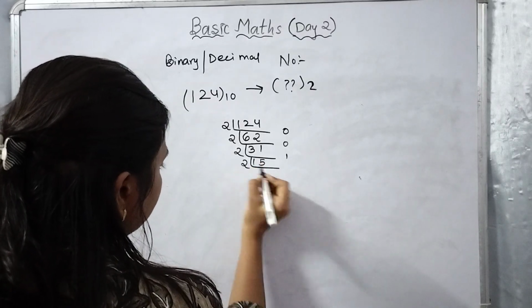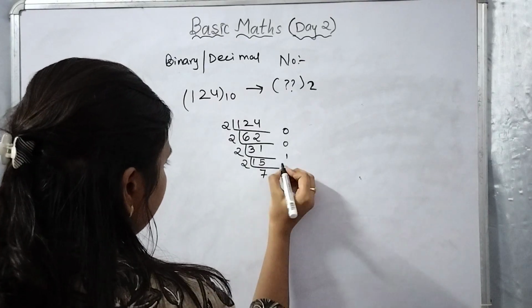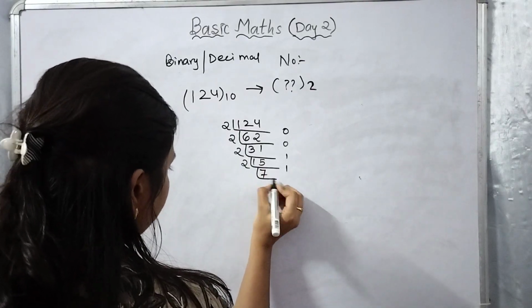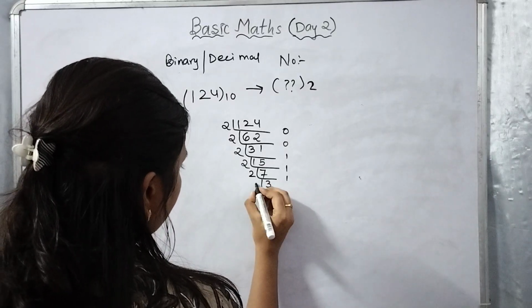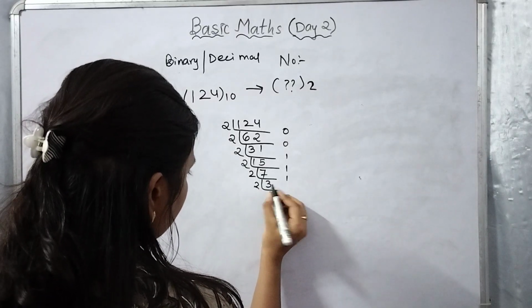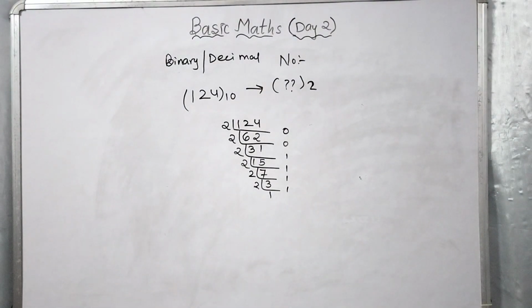Now 2 how much are 15? 2 7s are 14. Any remainder left? Yes, 1. 2 3s are 6. Any remainder left? Yes, 1. 2 1s are 2. Any remainder left? Yes, 1. Fine? So now what will be our answer?